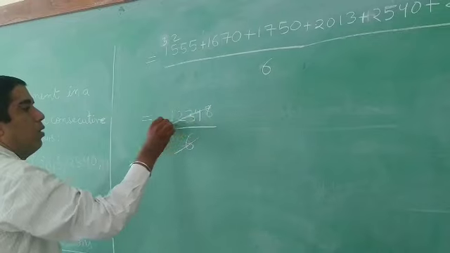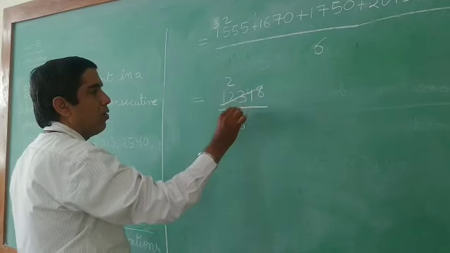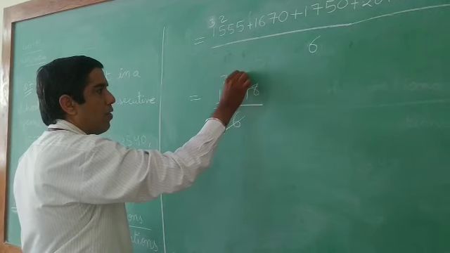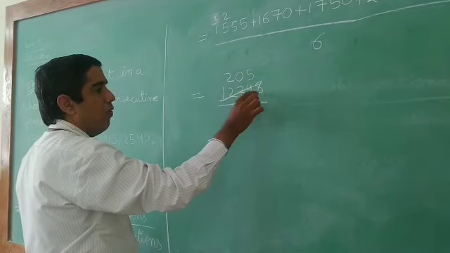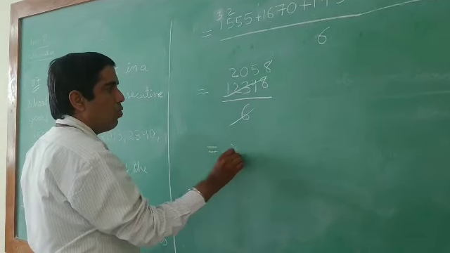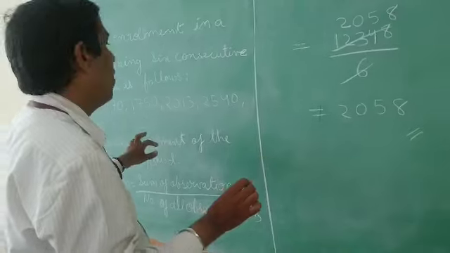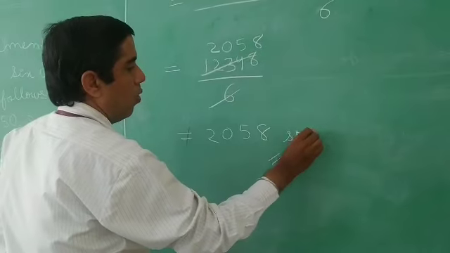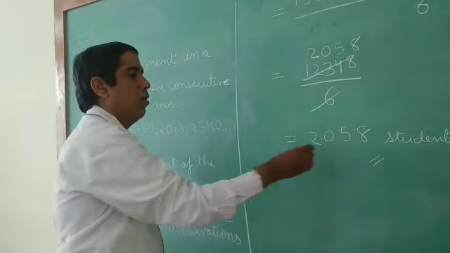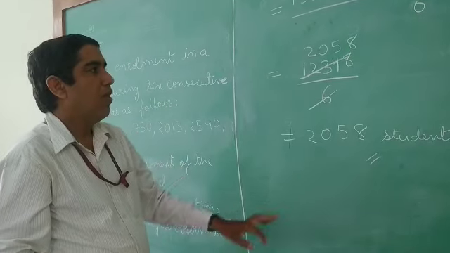Now 6 2s are 12. Now it is not possible to divide, in the table of 6, 3 is not coming, so I will put 0 here. Then see what comes here. 6 5s are 30. What is remaining? 4. So 4 remaining, 48. 6 8s are 48. Right? So the answer is 2058, which is what we have taken here as students. That is the mean of this question. Right here, 2058 is the mean, and I think it is clear to you.